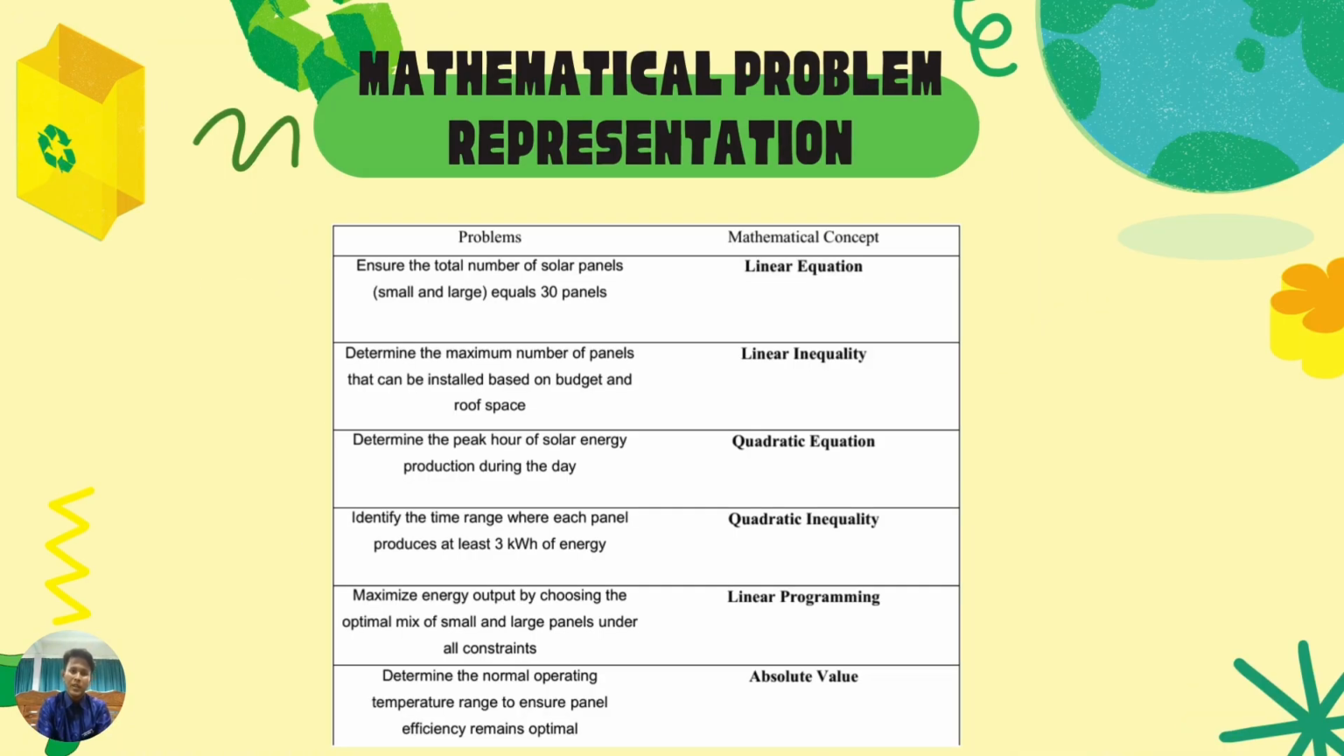Okay, we go to mathematical problem representation. For linear equation, we used to ensure a total number of solar panel, which is combined as small and large solar panel equal to 30 panel. For linear inequality, we used it to determine the maximum number of panels that can be installed based on the budget and room space.